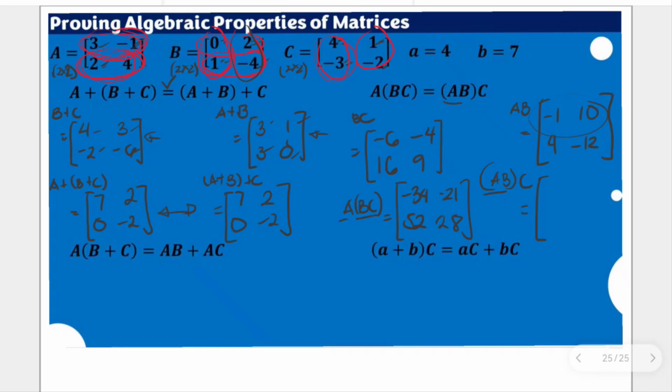And then 10 times negative 3 is negative 30. Negative 4, negative 30, negative 34. See, the first entry is already the same. Hopefully the rest would be the same as well.